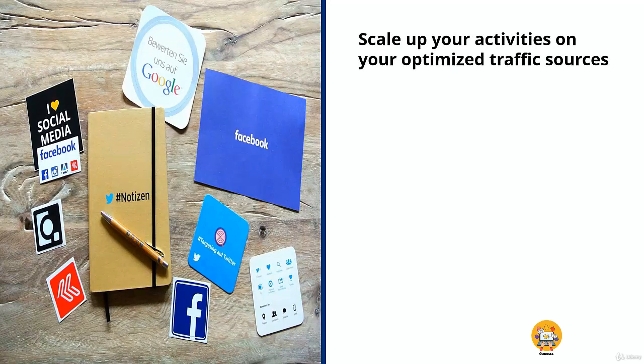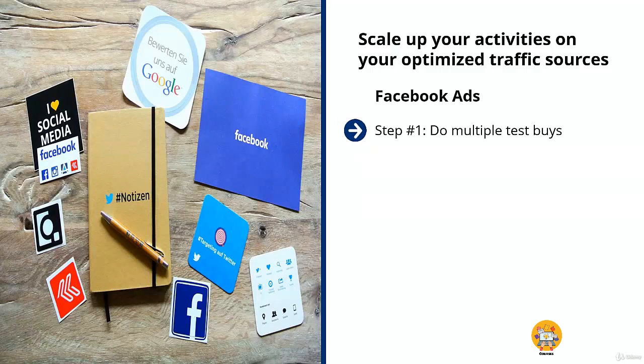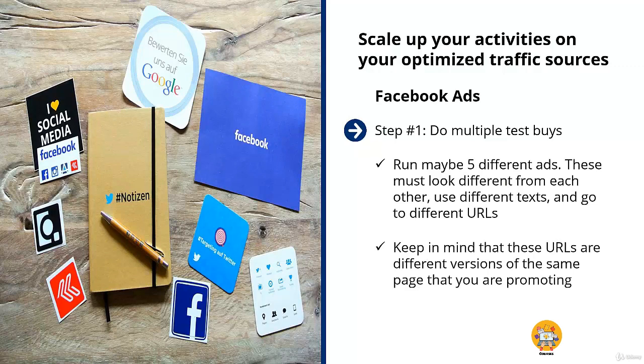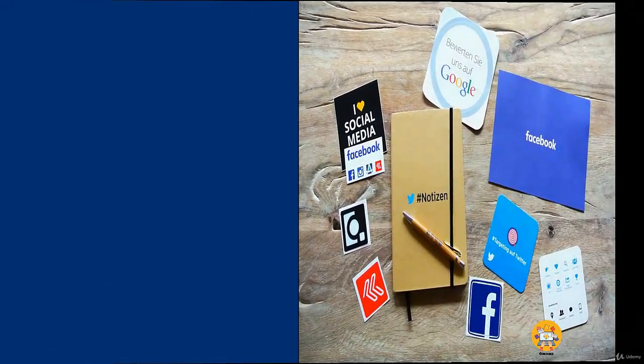What follows are optimization strategies customized for the different traffic methods discussed in the previous videos. Facebook ads. Step number 1, do multiple test buys. Run maybe 5 different ads. These must look different from each other, use different texts, and go to different URLs. Keep in mind that these URLs are different versions of the same page that you are promoting. The URLs are different because they are tracking URLs. Spend very little money at this stage. A $1 daily ad buy per ad is a good idea if you're testing 5 or more ads.